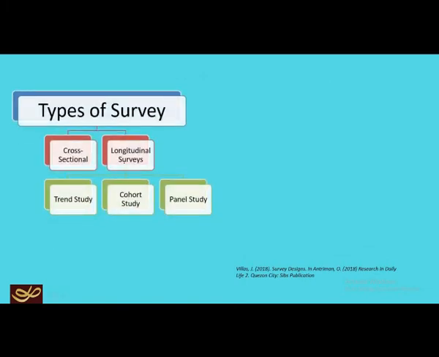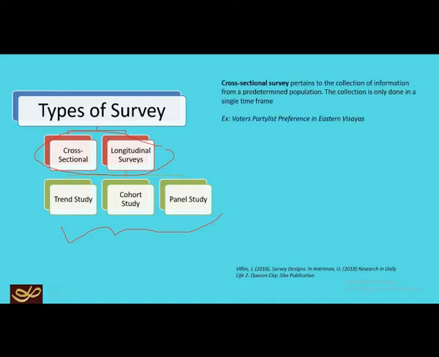Now, types of survey. Mayroong dalawang uri po ng survey. Cross-sectional and longitudinal surveys. Isa-isahin natin yan mamaya. Now, sa longitudinal survey, may tatlong klase. Trend, cohort, and panel study. Isa-isahin din po natin yan. Simulan natin sa cross-sectional. When we say cross-sectional survey, this pertains to the collection of information from a predetermined population. The collection is done in a single time frame. Meaning, isang beses ka lang nagpa-survey on a particular characteristics.